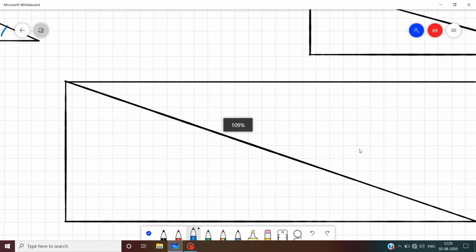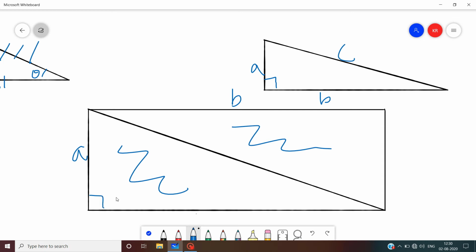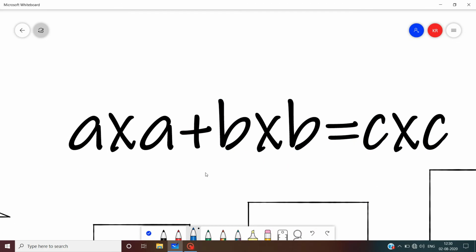And now we are getting to the right angle triangle, whose height is perpendicular to the base. I am assuming sides a and b, and the hypotenuse is c. So let's assume a rectangle of sides a and b, and I divide it with a diagonal, which divides the rectangle into two equal halves. So it will be identical to a right angle triangle, right? So the area will be ab upon 2. So the right angle triangle area is ab upon 2. Okay, now it's the final part, that is the Pythagoras theorem.